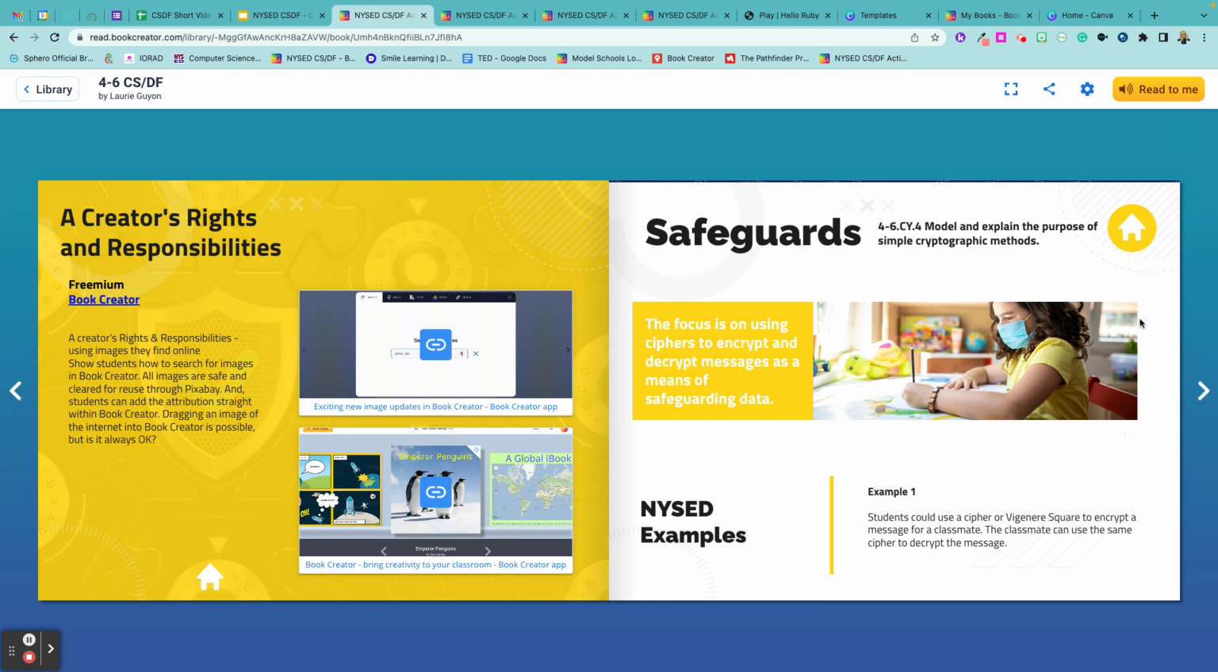The next one under safeguards is model and explain the purpose of simple cryptographic methods. And cryptographic really is your code. So this might be something that you're using a cipher or Breakout EDU, or you might be talking about in 6th grade. I taught 6th grade. I would teach about Julius Caesar, and Julius Caesar was one of the first to create code, so we could talk about the Caesar shift, anything that's going to help your students decode a message.